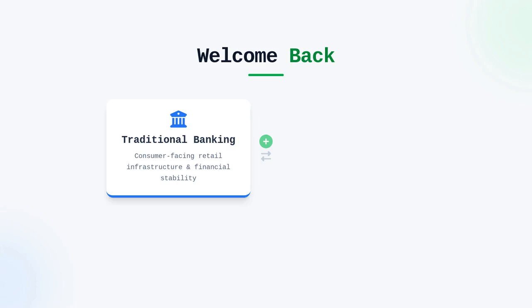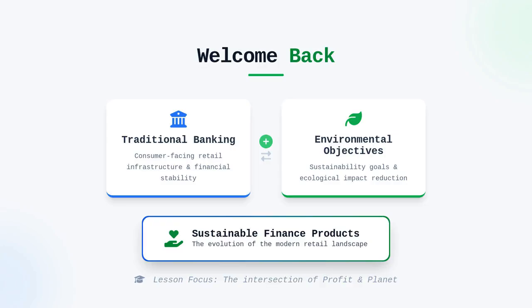Welcome back. In this lesson, we explore the evolving retail landscape of consumer-facing sustainable finance products, examining how traditional banking meets environmental objectives.